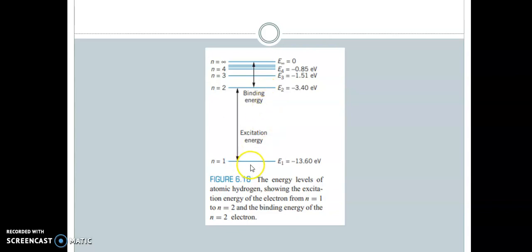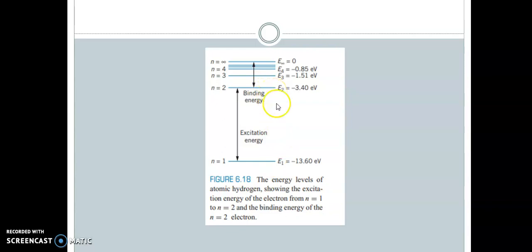Suppose we take this energy difference we saw, 10.2 electron volt, E2 minus E1. So suppose an atom absorbs an energy of 10.2 electron volt, then the electron in the ground state, that means n equal to 1, will jump to the first excited state, n equal to 2.